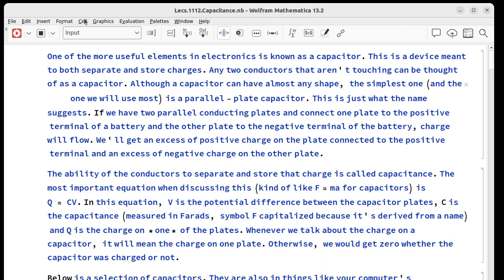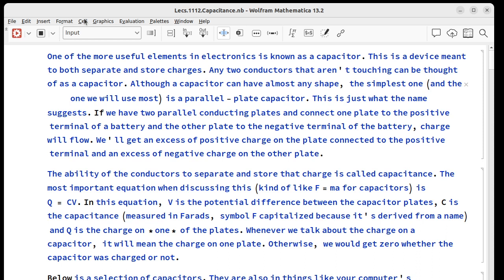One of the more useful electronic elements is a capacitor. The purpose of this thing is to separate and store charges. Anytime we have two conductors that aren't touching each other, we can consider that to be a capacitor. And the capacitor can have just about any shape for that reason, but the simplest shape, and the one that we're going to get the most use out of, is what's called a parallel plate capacitor.